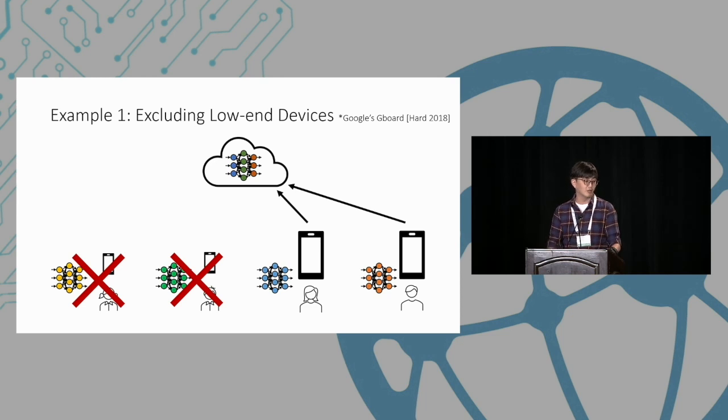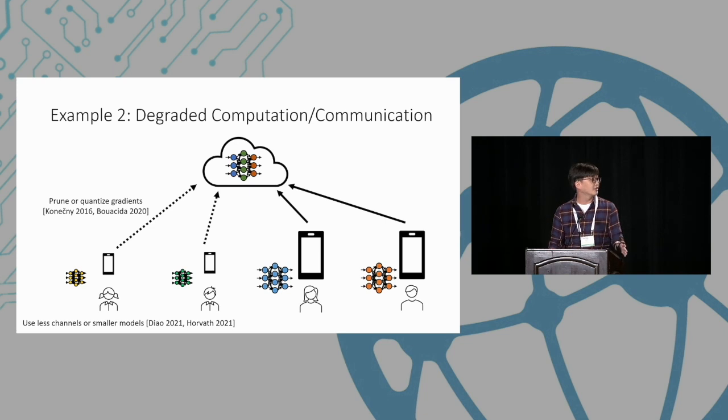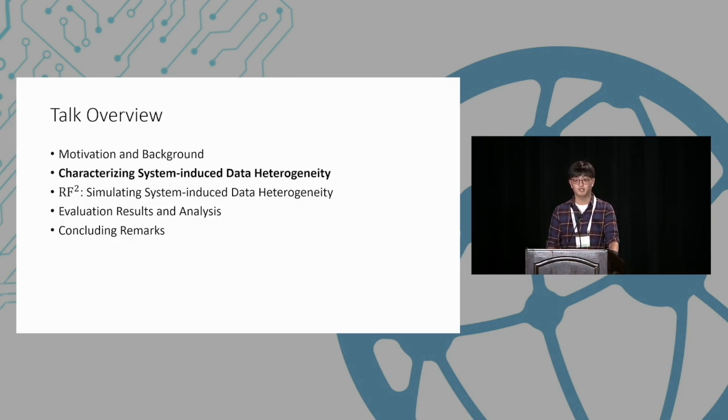Some of the popular tier-aware optimizations, for example, are shown here. Google's smart keyboard's next word prediction model simply disallows low-end devices from participating in the training process entirely. This is a very radical form of tier-aware optimization. Some other works, instead of entirely excluding low-end devices, often proposed running a degraded computation or communication on low-end devices. For example, they pruned or quantized the gradient more severely on lower-end devices to reduce the communication cost, or they used fewer channels or smaller models on low-end devices to reduce the computation time. So that was the brief background.